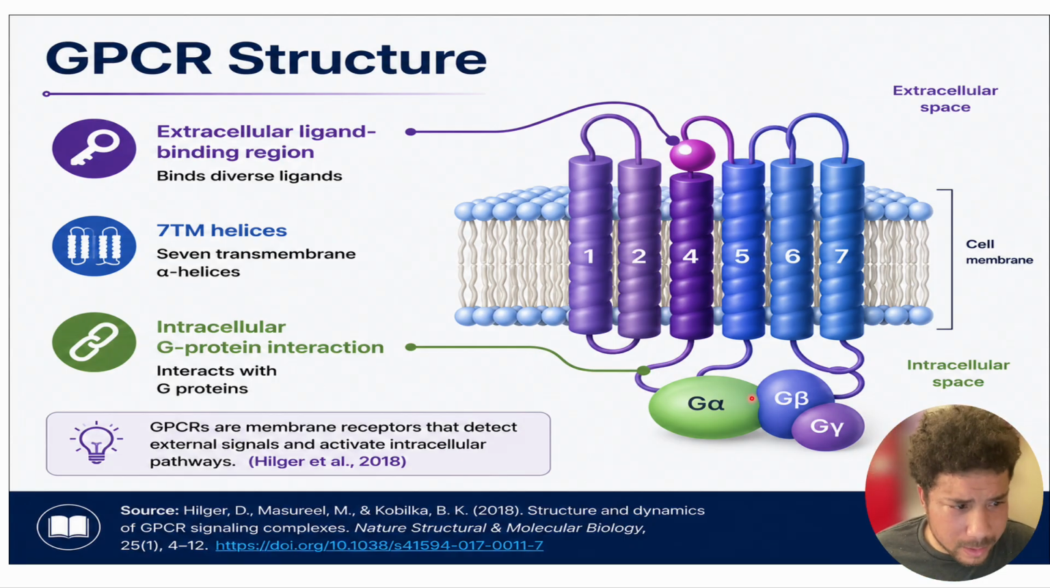This is a form of allosteric regulation. The ligand does not have to touch the G protein directly. Instead, binding to the extracellular or transmembrane site changes the receptor conformation, and that conformational information is transmitted through the protein, the purple and blue areas here that are in the figure.